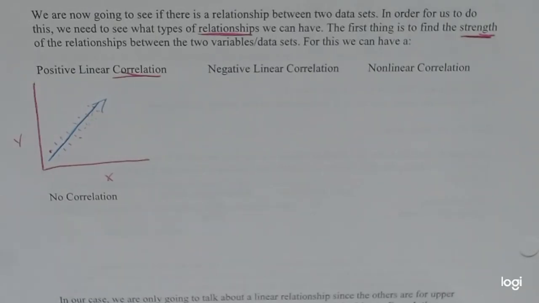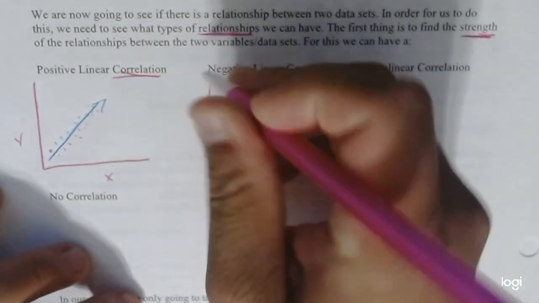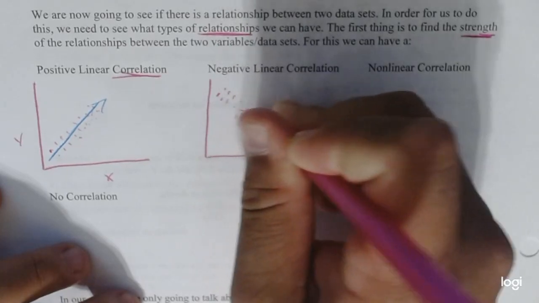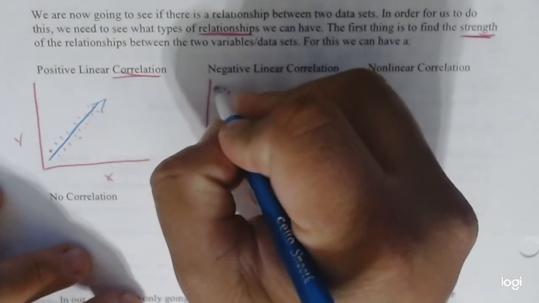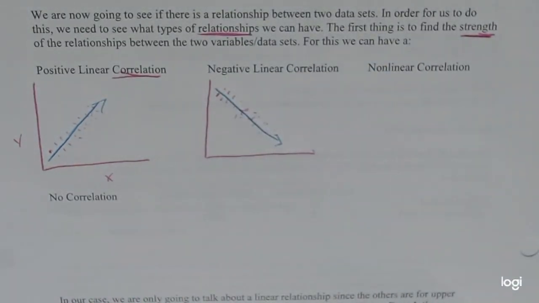We can have the opposite way, a negative linear relationship, meaning as one increases, the other one decreases. But again, it goes kind of like a line. So I can make a line going straight down, hence why it's called a negative linear relationship.